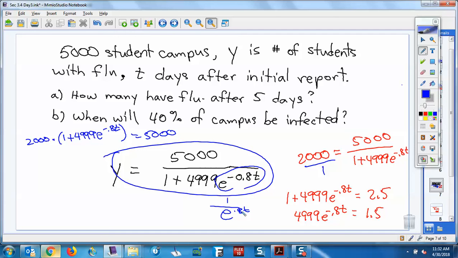Well, what happens to a fraction when the bottom gets bigger and bigger and bigger? It gets smaller: 1/10,000th, 1/1,000,000th, 1/1,000,000,000th, right? So this is getting smaller and smaller towards 0. So this whole thing is going towards 0, getting very small.